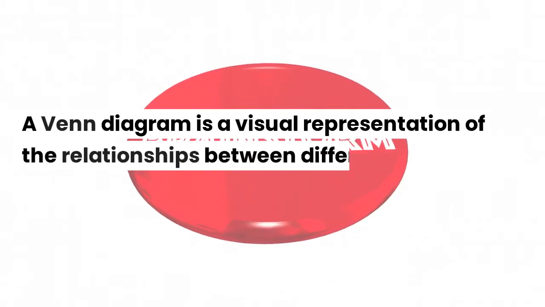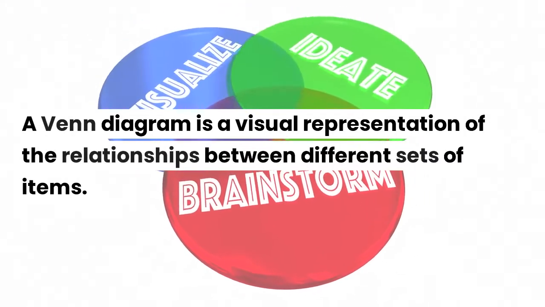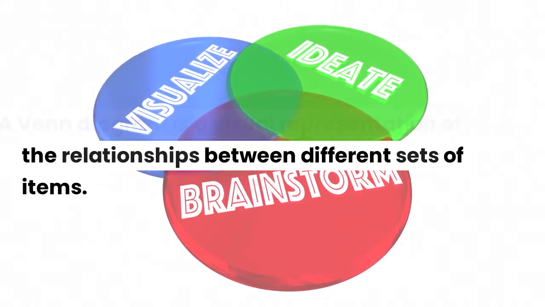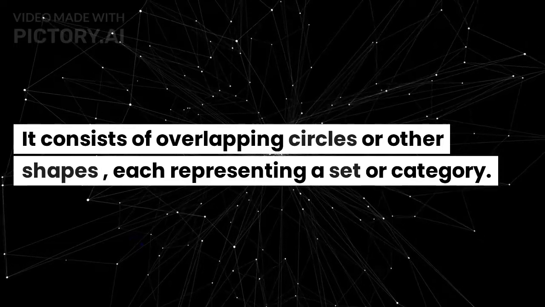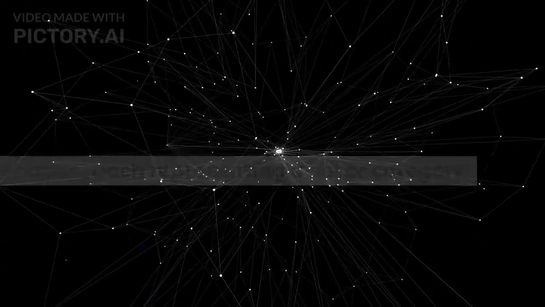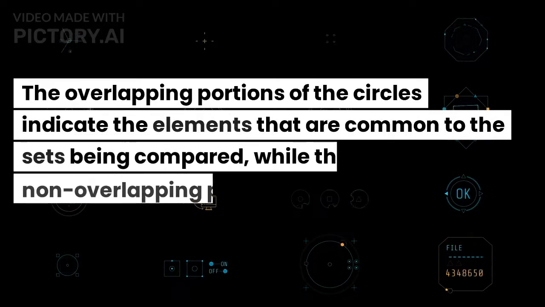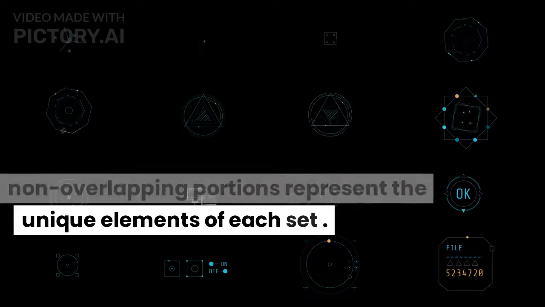A Venn diagram is a visual representation of the relationships between different sets of items. It consists of overlapping circles or other shapes, each representing a set or category. The overlapping portions of the circles indicate the elements that are common to the sets being compared, while the non-overlapping portions represent the unique elements of each set.